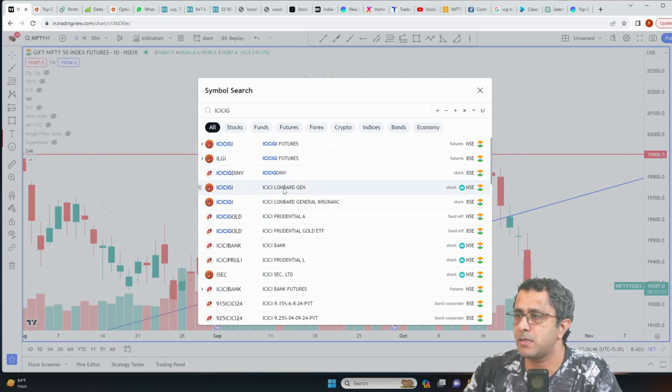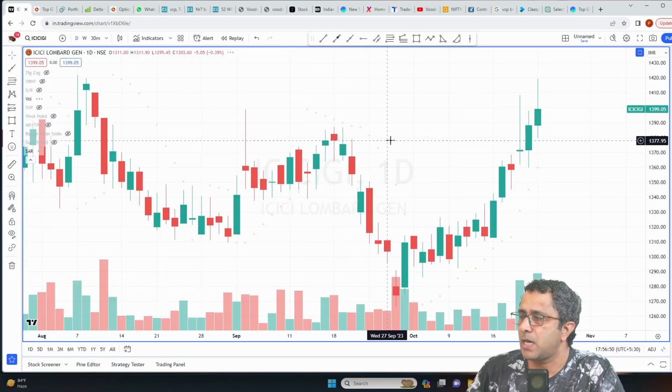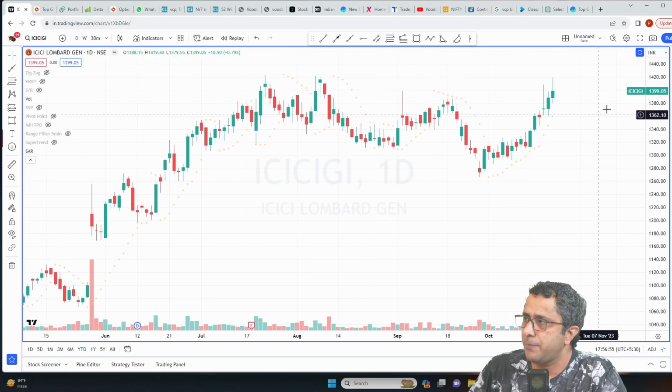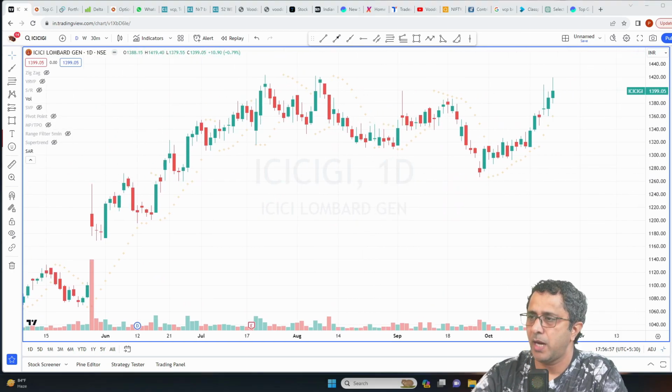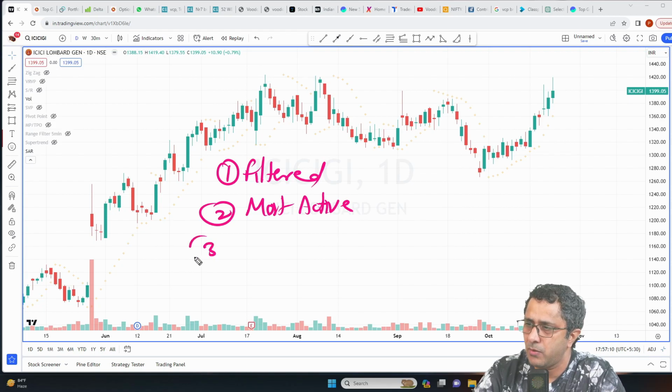And let's say ICICI GI. And this is the highest gainer for yesterday. Now what I have to see here, what I did here, I filter out the stocks, filtered. Second, most active, of course. Third is I will check for 2 things.